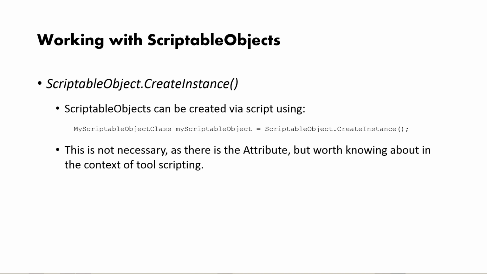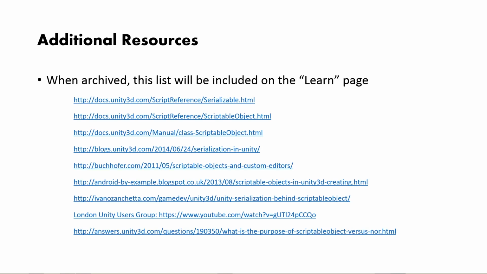So the way you do that is you say my scriptable object class, whatever you've named the class, and then you give it a name, my scriptable object, equals static method of scriptable object.create instance, and it will create the instance for you. This is not necessary as there is the attribute, but it's worth knowing about in the context of tool scripting, and I've got an example of where I use that.